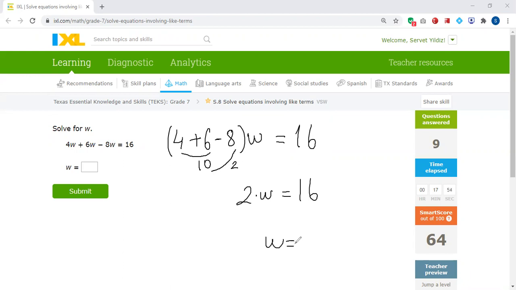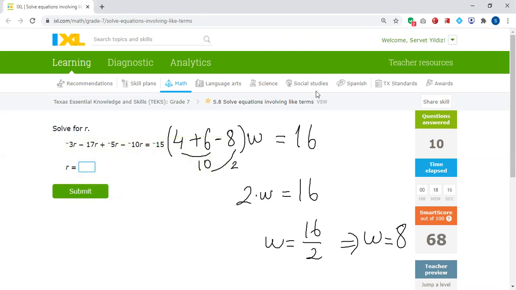So in order to find w, I have to divide 16 by 2. That means w is equal to 16 divided by 2, which is 8. 8 will be the answer here. w is equal to 8.